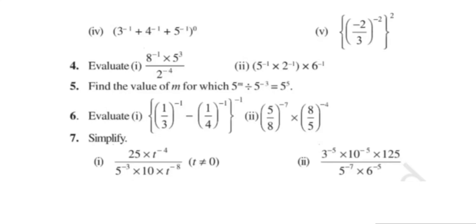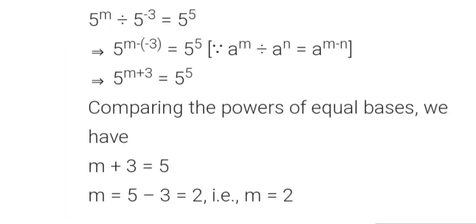Now number 5, find the value of m for which 5 raised to m divided by 5 raised to minus 3 is equal to 5 raised to minus 5. So here you can see both the bases are 5 only. So we will subtract the powers. So it will come 5 raised to m minus minus 3, means 5 raised to m plus 3, is equal to 5 raised to 5. Now both the bases are same, so comparing exponents on both the sides we will get m plus 3 is equal to 5. So m is equal to 5 minus 3, means m is equal to 2.